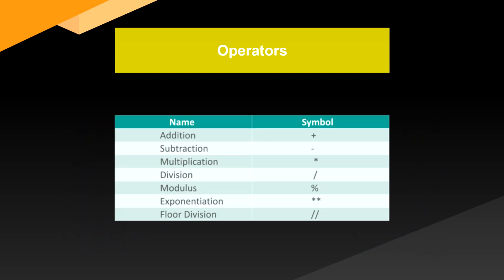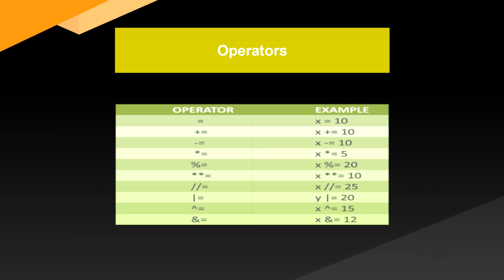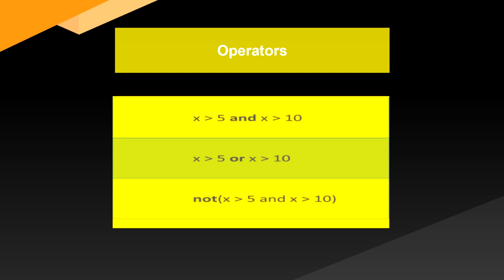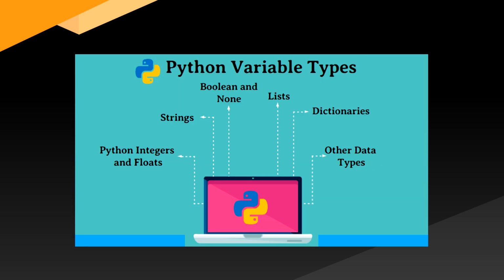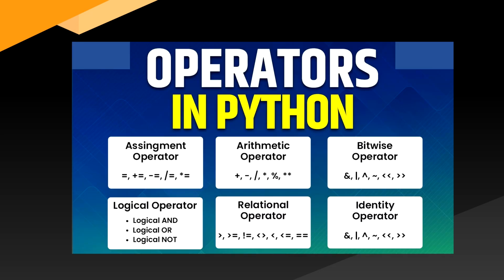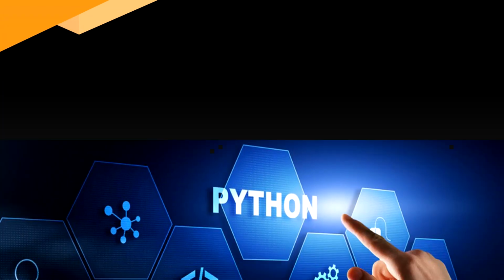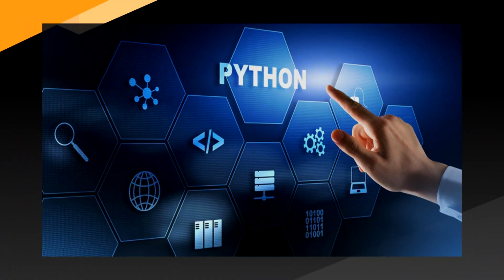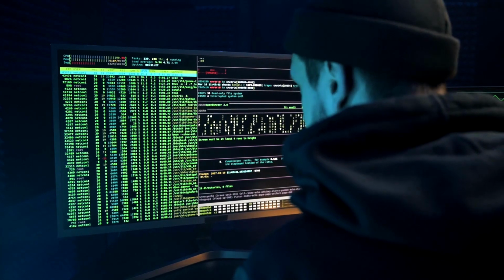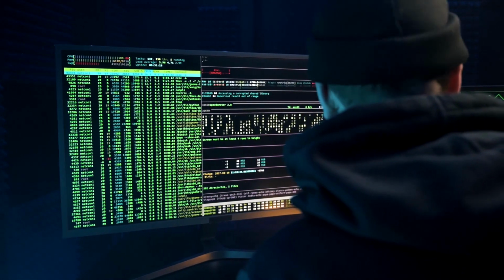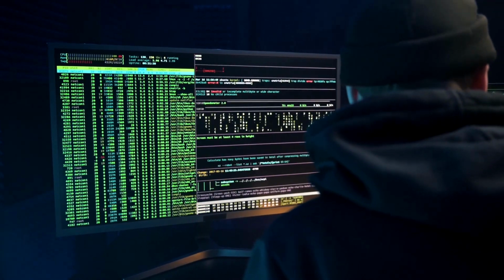By understanding these operators, you can create more complex and meaningful programs that perform calculations, make decisions, and manipulate data in various ways. That's it, folks. You've unlocked the power of variables and operators in Python. These fundamental tools open doors to a world of possibilities, from crafting dynamic programs to building creative games and applications. Remember, practice is key. Keep experimenting, challenging yourself, and most importantly, have fun with code.